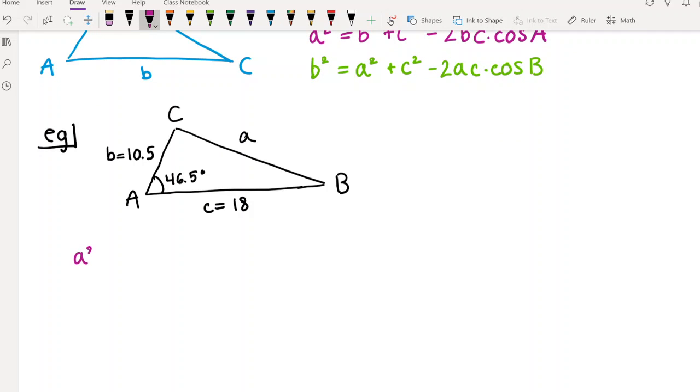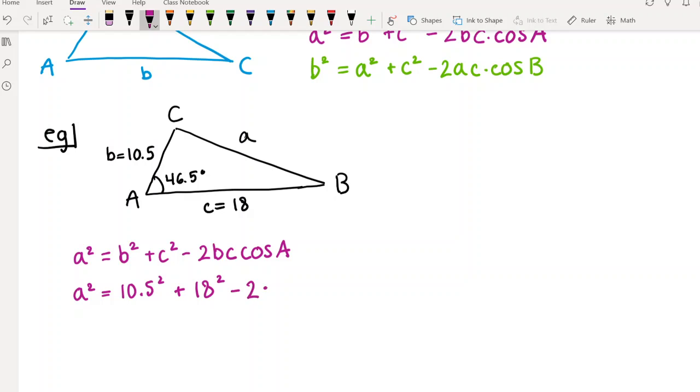So I'll write that down again. A squared is equal to B squared plus C squared minus 2 times B times C times cosine of A. In this case, that would tell us that A squared is equal to 10.5 squared plus 18 squared minus 2 times 10.5 times 18 times cosine of 46.5.